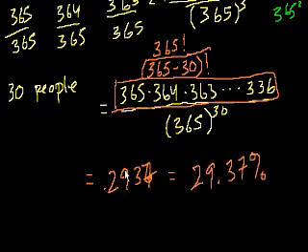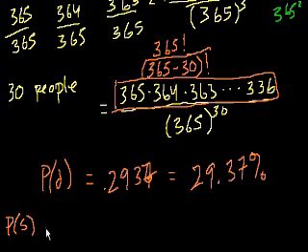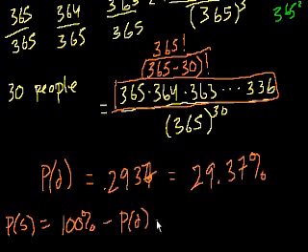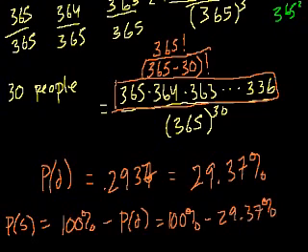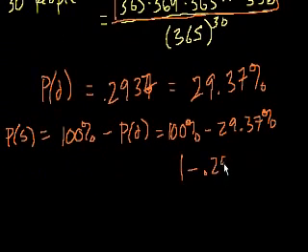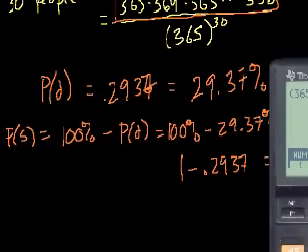Now, just so you remember what we were doing all along, this was the probability that no one shares a birthday with anyone. This was the probability of everyone having distinct different birthdays from everyone else. And we've said, well, the probability that someone shares a birthday with someone else, or maybe more than one person, is equal to all of the possibilities, the 100%, the probability space, minus the probability that no one shares a birthday with anybody. So that's equal to 100% minus 29.37%.